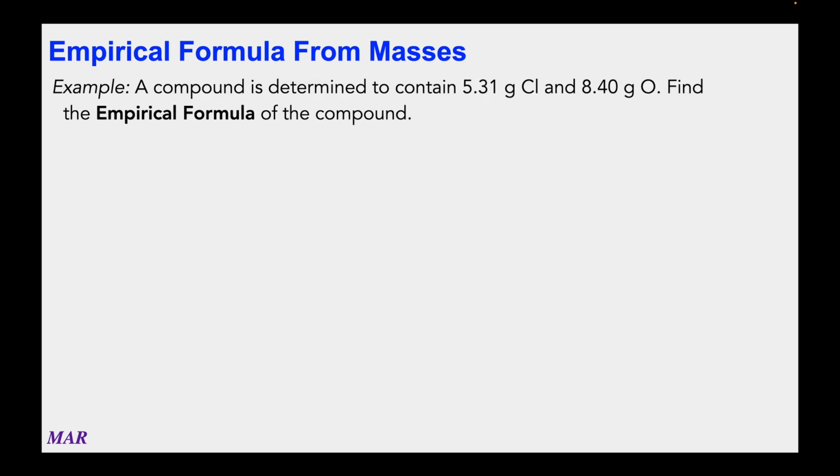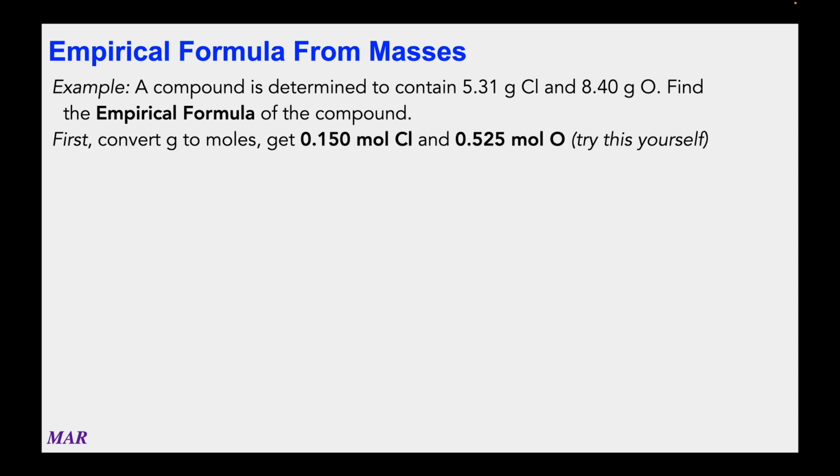Here's another example where we have chlorine and oxygen now instead of carbon and hydrogen. Same thing, let's find the empirical formula. So again, grams to moles, we'll compare the moles, we'll divide the moles by the smaller moles to get the empirical formula. In this case, 5.31 divided by, I believe it's 35.45 grams per mole of chlorine, you end up with 0.150 moles of Cl. Try this on your own, make sure this is cool. And the same thing for oxygen, 8.40 divided by 16.00 grams per mole, you get 0.525 moles of oxygen. So those are the moles now of Cl and oxygen based on those mass values.